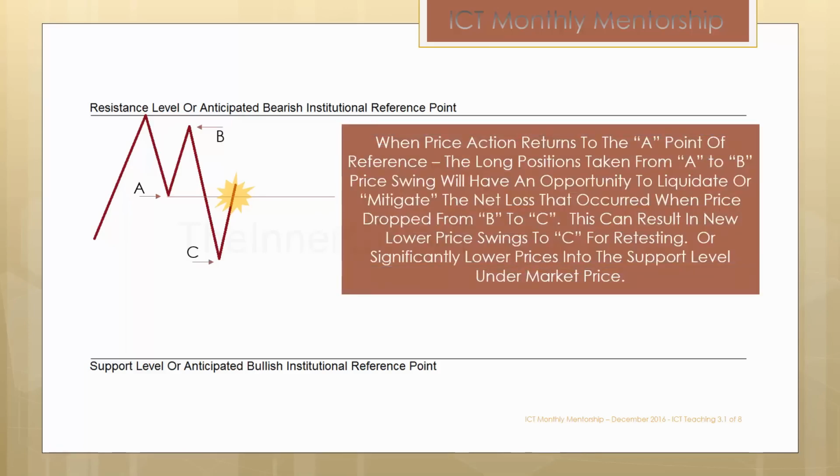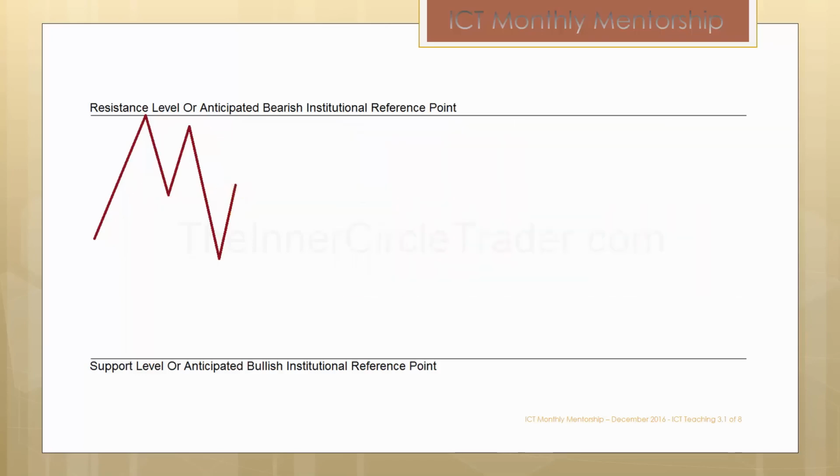When price action returns to the point A reference, the long positions taken from A to B price swing will have an opportunity to liquidate or mitigate their losses that were incurred during the price move from B to C. Now this can result in new lower price swings to C for retesting, or a significantly lower price move into a support level that's under the market price. In short, this is an opportunity to sell whatever particular market or asset class this is.